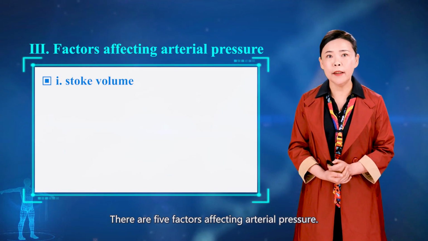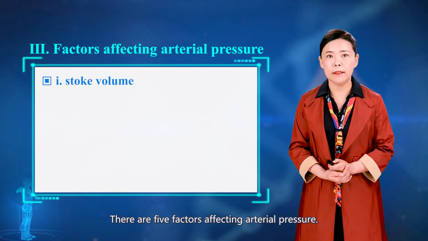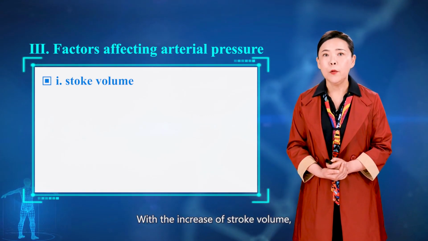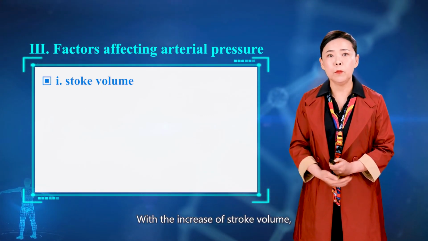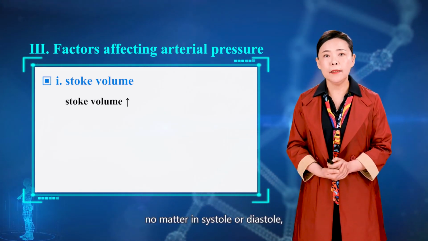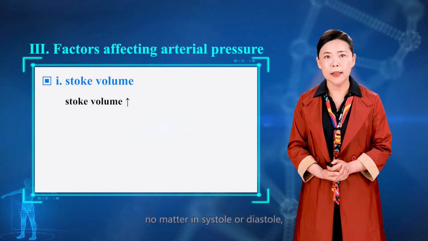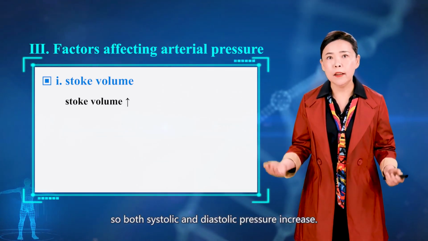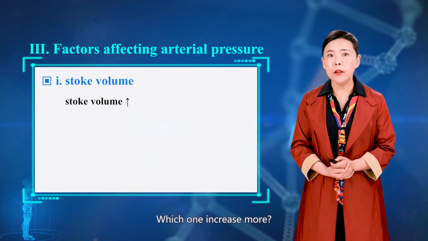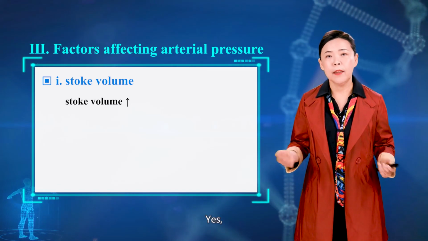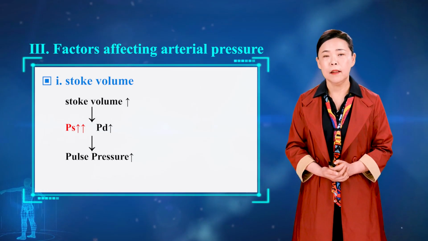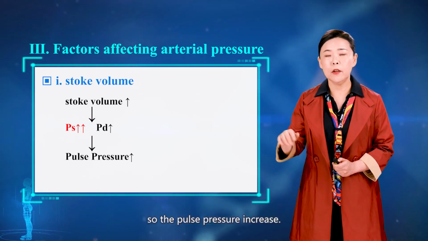There are 5 factors affecting arterial pressure. The first is stroke volume. With the increase of stroke volume, blood volume in the artery increases no matter in systole or diastole. So, both systolic pressure and diastolic pressure increase. Which one increases more? Yes, you are right. It's systolic pressure. So, the pulse pressure increases.